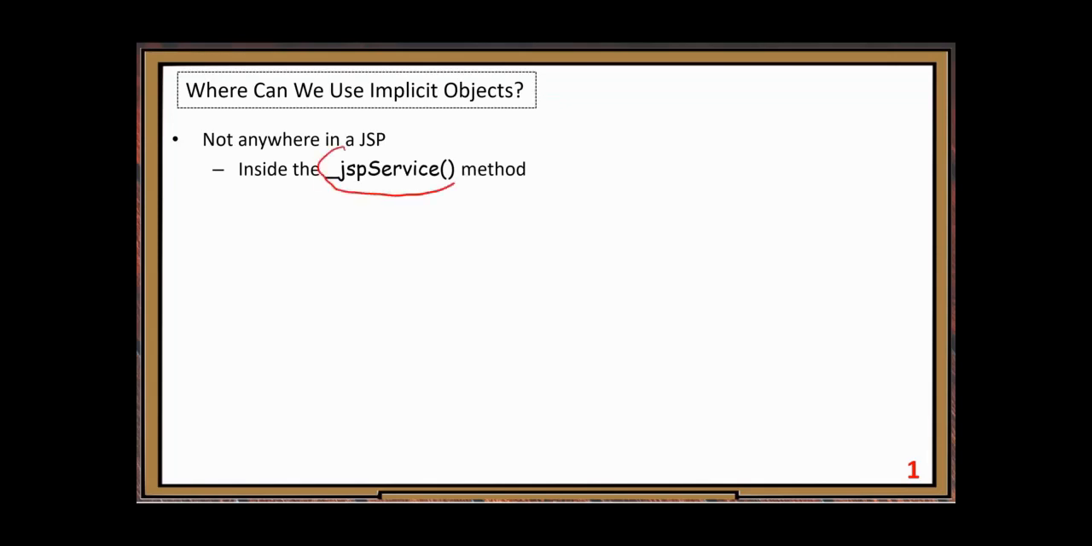underscore JSP service method. Remember, last time when a JSP is translated into a servlet, this method is created by the server, right? And more specifically, there is a service method, because when a JSP is translated into a servlet, for a servlet, this method is required. Okay? That method is required.